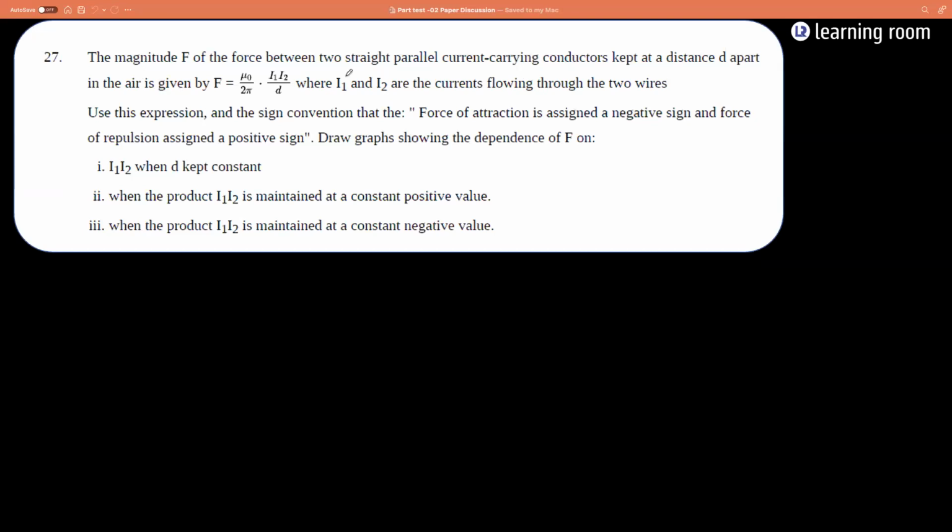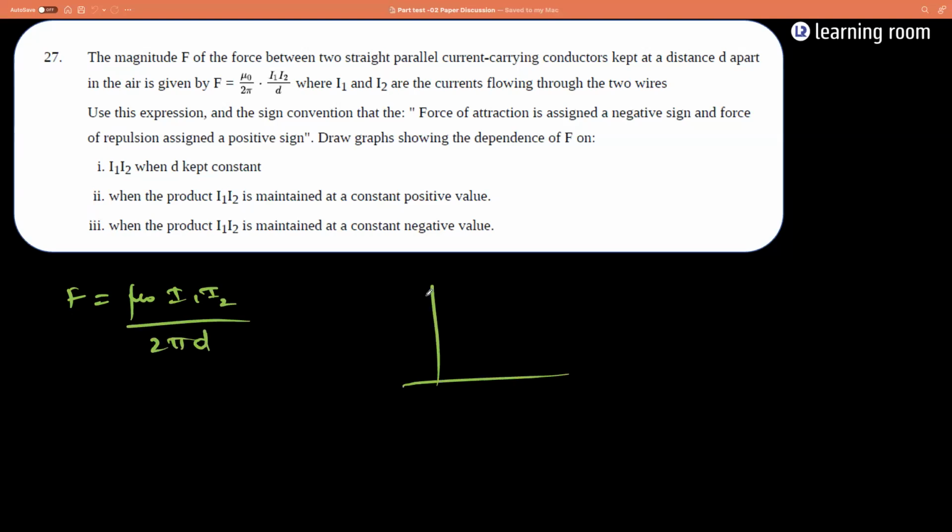The magnitude of force F between two straight parallel current carrying conductors kept at a distance d is given as F is equal to mu naught I1 I2 divided by 2 pi d, where I1 and I2 are the currents flowing through both the wires. Use this expression and the sign convention that the force of attraction is assigned a negative sign and force of repulsion is assigned a positive sign. Draw a graph showing the dependence of F on I1 and I2 when d is kept constant. So F is equal to mu naught I1 I2 divided by 2 pi into d.